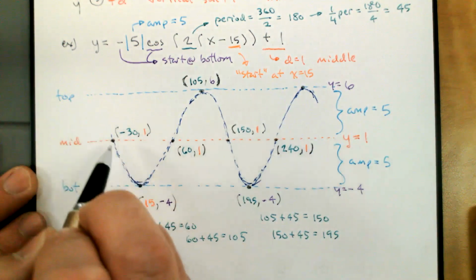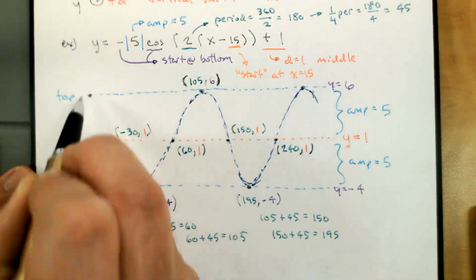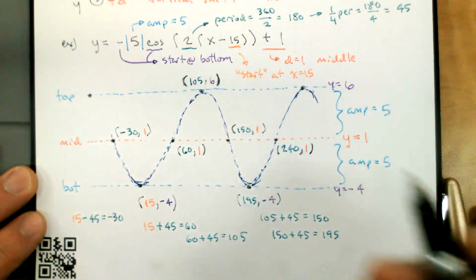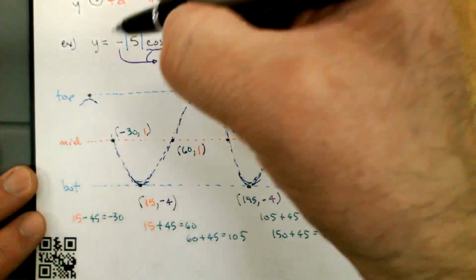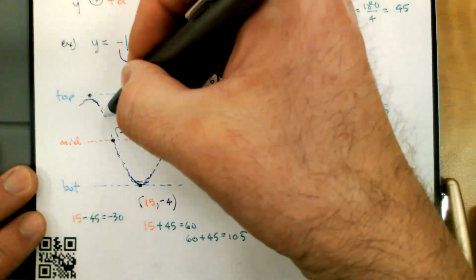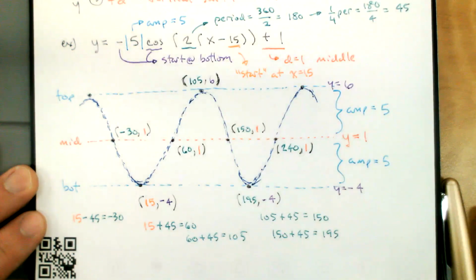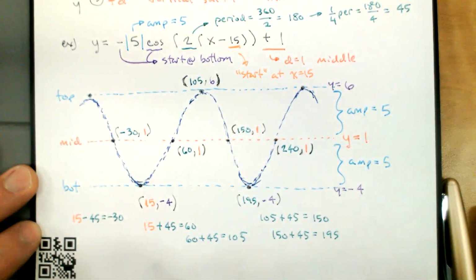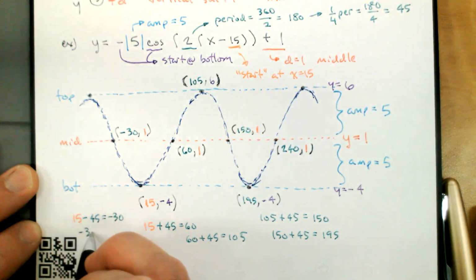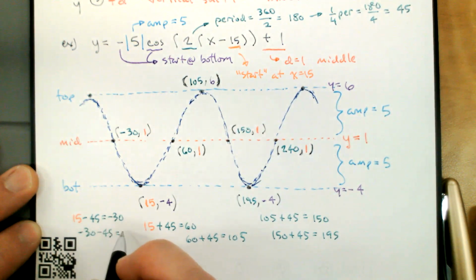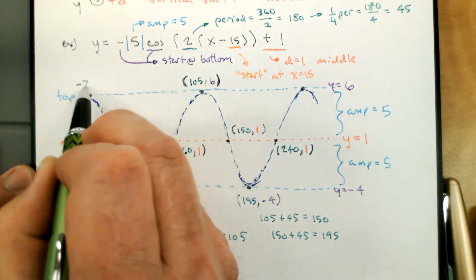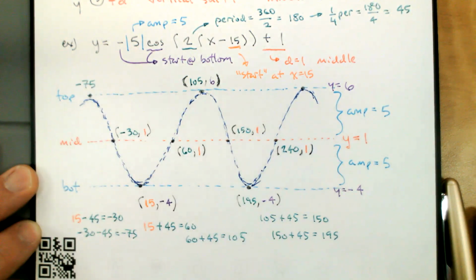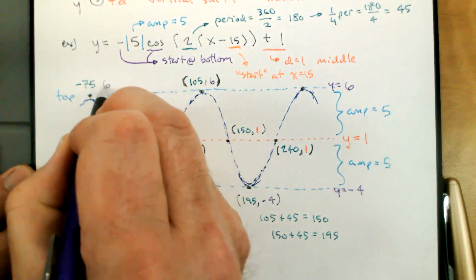If I send this back to the previous point at the top, since I don't have space to write a point up here. If I take that negative 30 and subtract 45 again, now it'll tell us what's going on. This point is at negative 75, and the top is still 6.